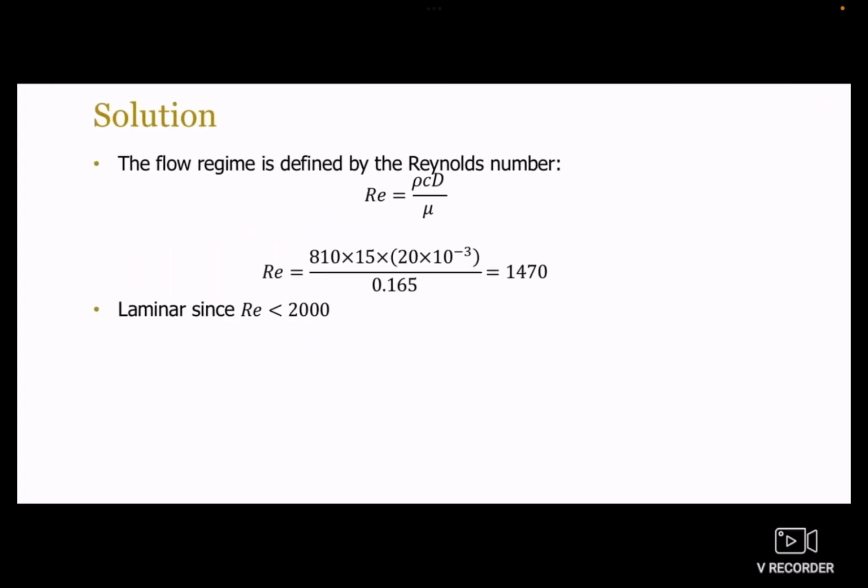The flow regime is defined by the Reynolds number. Reynolds number is 810 times 15 times 20 times 10 to the power of minus 3, that is converting millimeters to meters, divided by 0.165, which gives the answer of 1470. Since the Reynolds number is less than 2000, the flow is laminar.